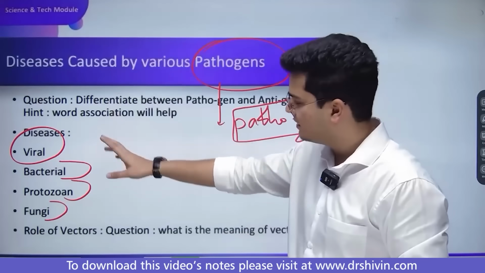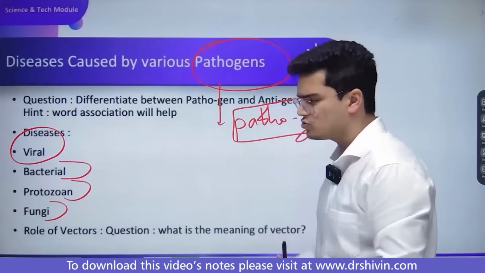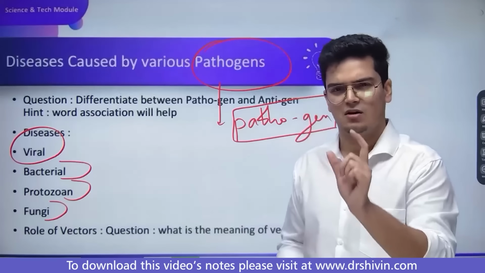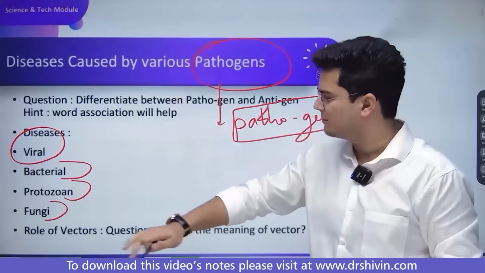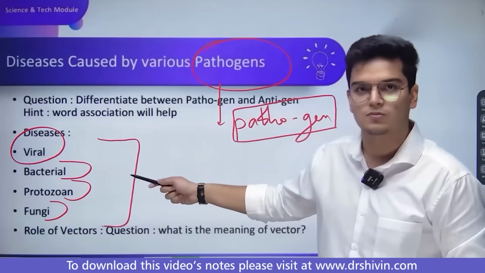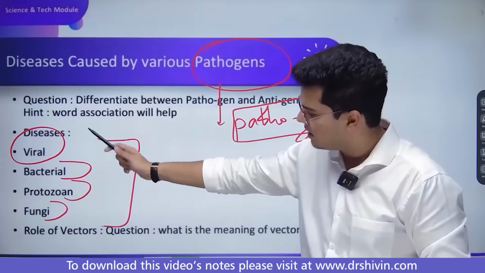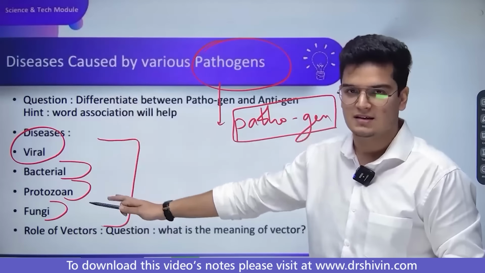Virus आपको पता है, bacteria आपको पता है, fungi आपको पता है, protozoa I'll explain. Okay, protozoa are nothing, they are single celled organism. जैसे protista थे, we had read something similar to that. So these are the groups of microbes that are causing diseases in humans. Virus, bacteria, protozoa, fungi. इन सबसे डिजीज होती है.